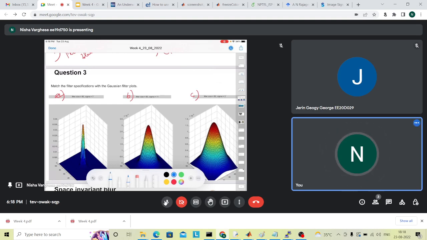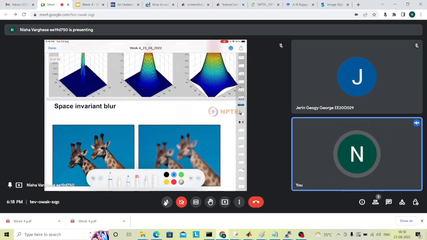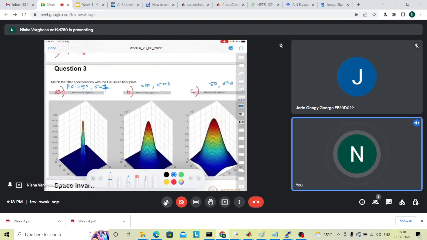So filter size is 50. Filter size is 50. Then sigma is equal to 9. Sigma equal to 7. Then filter size is 50. Sigma equal to 11. Filter size is 50. Sigma equal to 2. So that is what they have written. So we have to find out. So here in the image you can see that the filter size is 50. Here the filter size is 50 only. So at the bottom you can see that the filter size is 50.